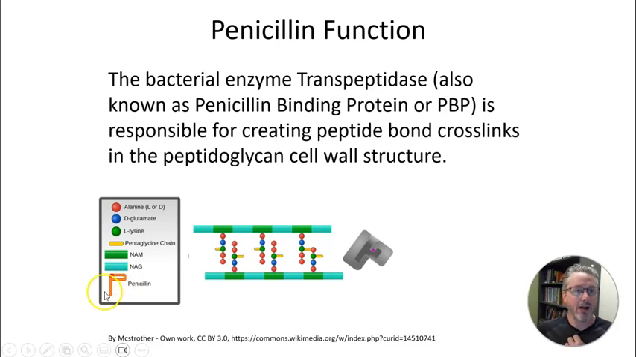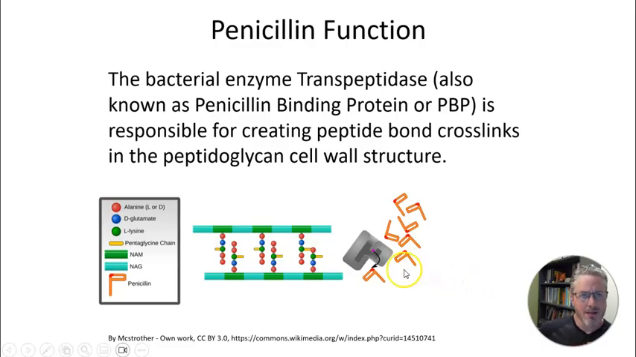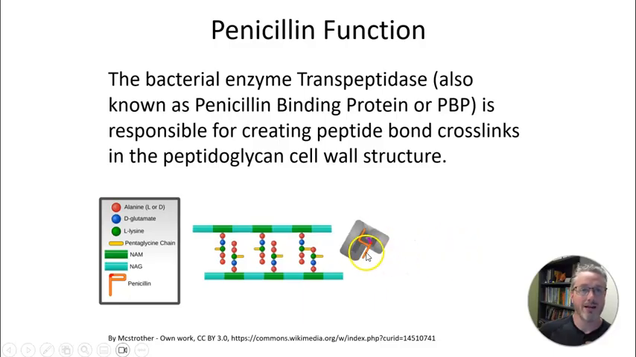So in our diagram, we're going to add these penicillin molecules. They're represented by this shape. And so here's a bunch of them. And this penicillin shape is just right to fit into the active site of this transpeptidase enzyme. So if we go forward one slide, here is that penicillin chemical structure sitting inside the transpeptidase enzyme active site.